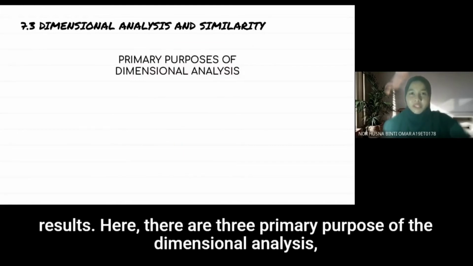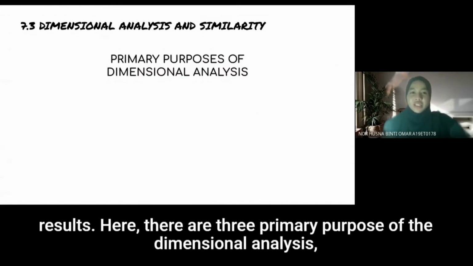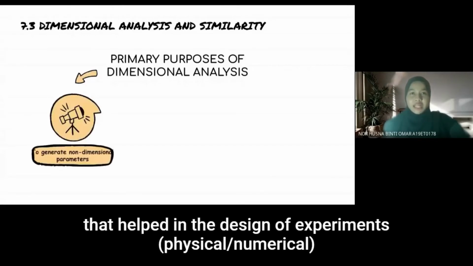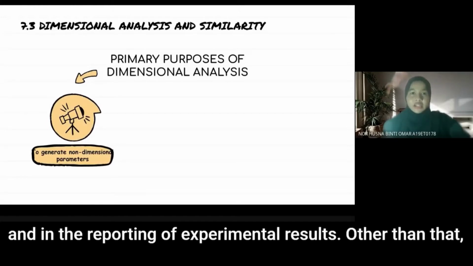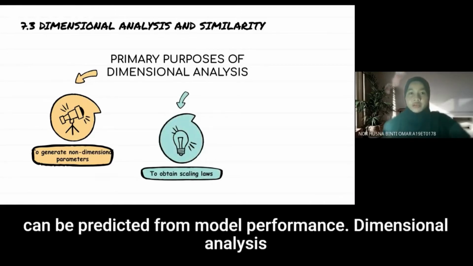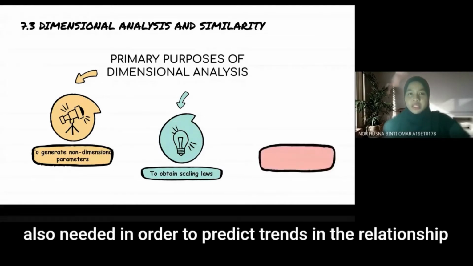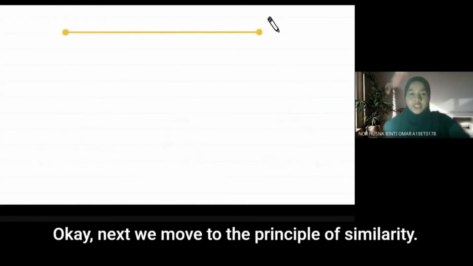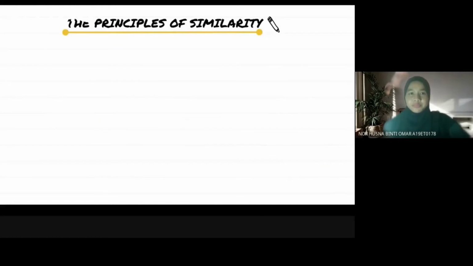Here, there are 3 primary purposes of dimensional analysis. The first is to generate non-dimensional parameters that help in the design of experiments, either physical or numerical, and in the reporting of experimental results. Other than that, to obtain scaling laws so that the prototype performance can be predicted from model performance. Dimensional analysis is also needed in order to predict trends in the relationship between parameters. Okay, next we move to the principle of similarity.